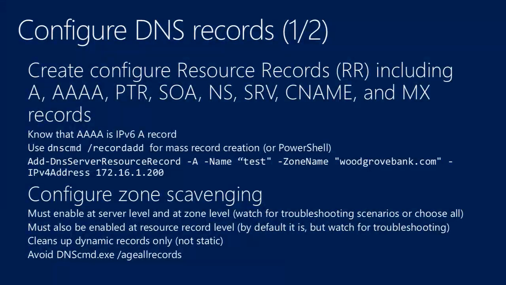And then on zone scavenging, this one tricks a lot of people up. People will enable zone scavenging, and it's like nothing's being scavenged, and it's like, hey, what's going on? It's not done at all the different levels. So I call them out here. Must enable at the server and the zone level. Troubleshooting scenario, though, for the exam might be, it must also be enabled at the resource record level, on by default. But you might run across a situation where it's on at the server and zone level and you're not seeing the scavenging. It's like, well, check the resource record level.